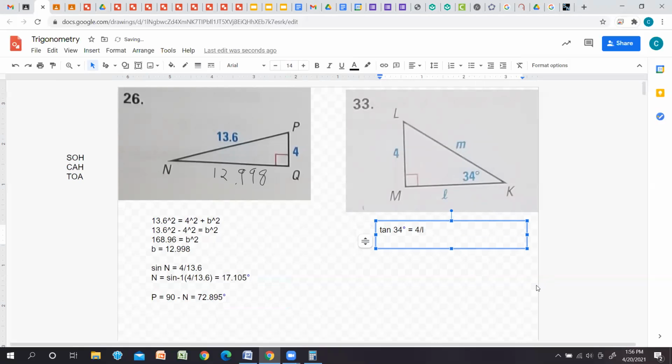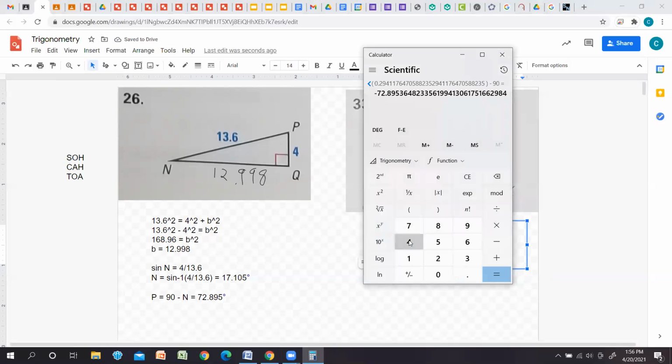We can multiply by L to get, it's almost better if it's capitalized, because it's hard to tell. That looks like a 1, but that's in fact an L. Tangent of 34 degrees equals 4. So L equals 4 divided by the tangent of 34 degrees. Okay. So that means L equals, you can use a calculator, 4 divided by tangent of 34.